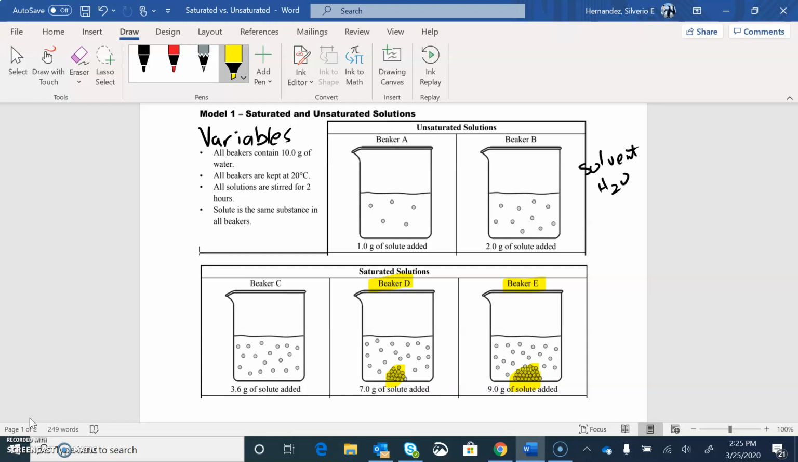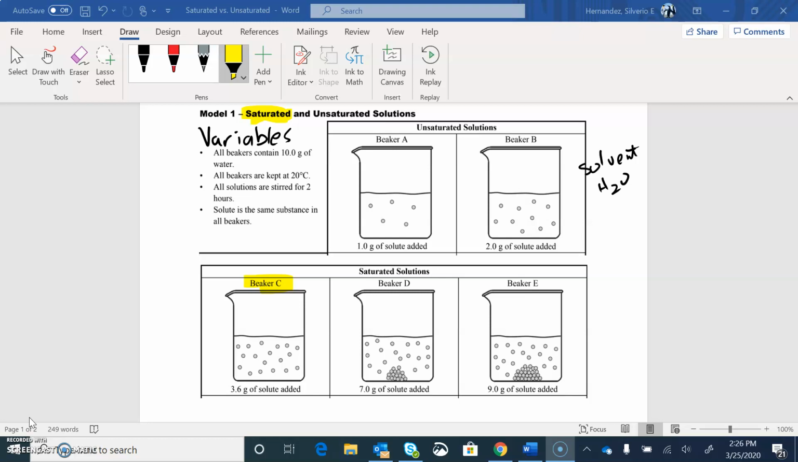So now let's take a look at what a saturated solution would be, and looking at what I just highlighted, the only thing that I didn't highlight was beaker C. So beaker C is going to represent a saturated solution. I know that beaker C is a saturated solution because I'm comparing them, using A and B as a reference of unsaturated and D and E as a reference that I have passed the saturation point for the solution, the 10 grams of water.